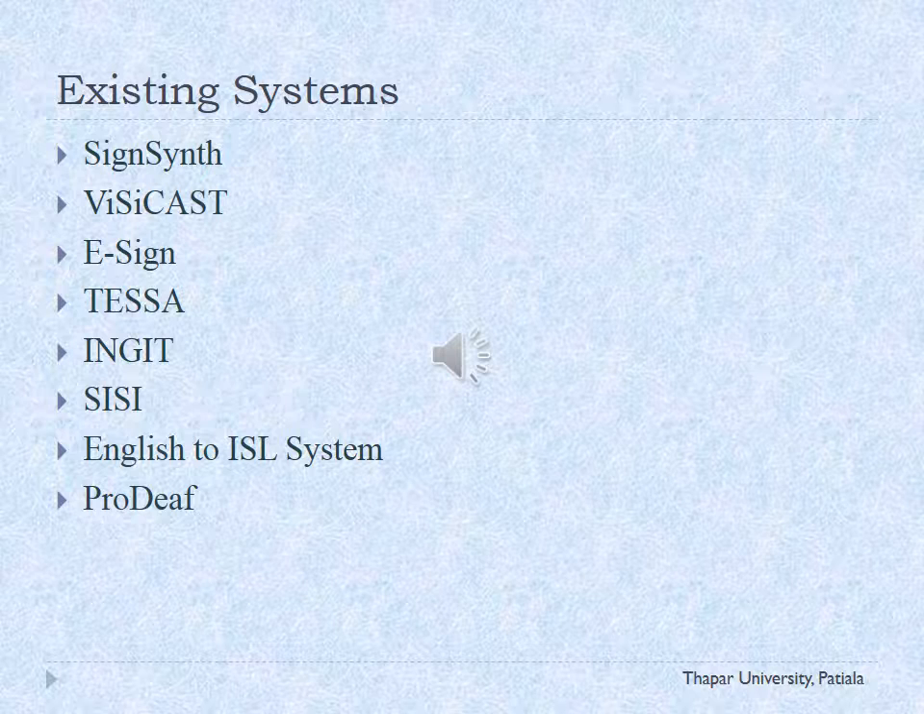Sign language automation is generated by the sum of existing systems for their native sign language. These are SignSynth, VisiCat, eSign, TESA, INGIT, SISI, English to ISL system, ProDeaf, etc.